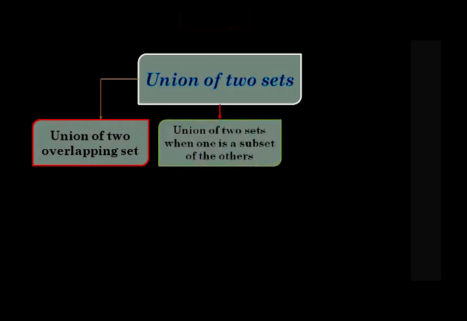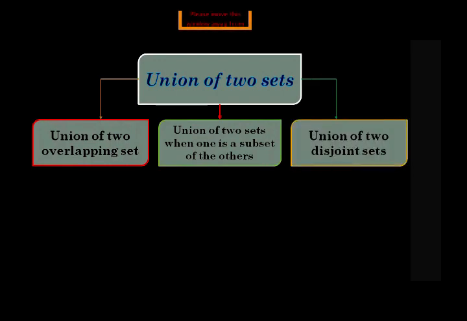We have three further properties of union of two sets. Number 1, union of two overlapping sets, which we have already done in the previous lesson. Number 2, union of two sets when one is a subset of the other. And number 3, union of two disjoint sets.